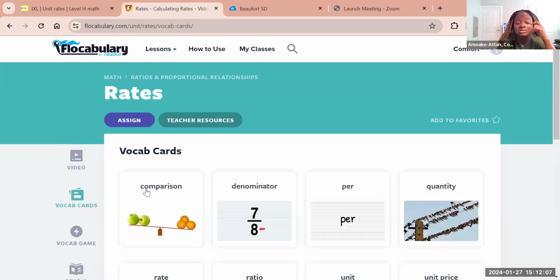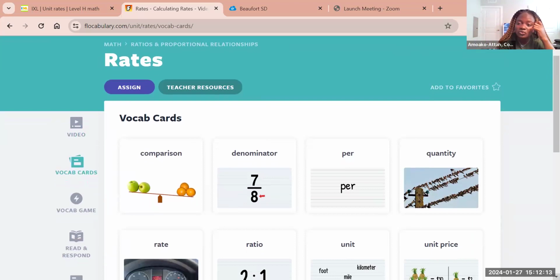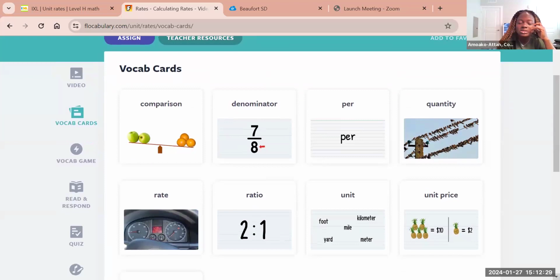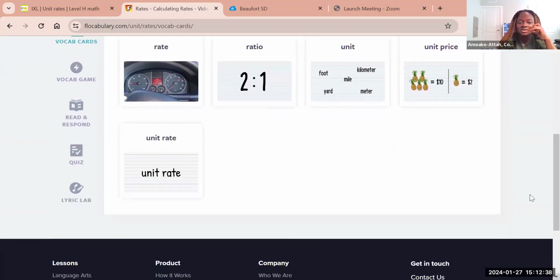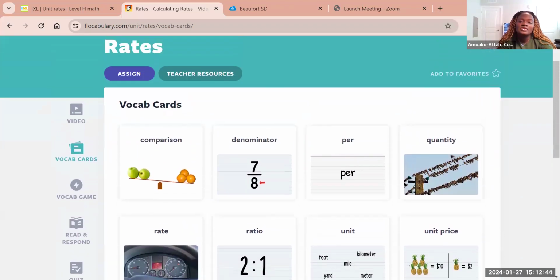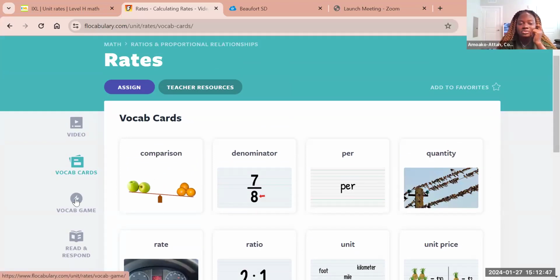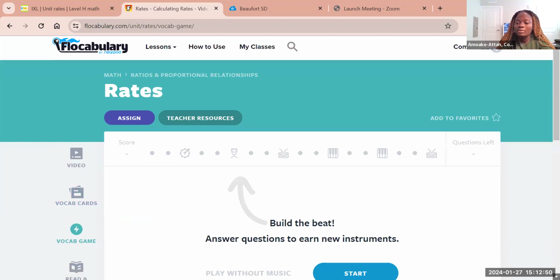All right, so now let's see these vocab cards. Before you are able to do something, you should be able to understand the vocabulary involved in it. So let's compare them. We have the denominator, pair, quantities, rates, ratio, units, unit price, unit rate. You should know this vocabulary, or keywords, to help you solve problems involving rates.